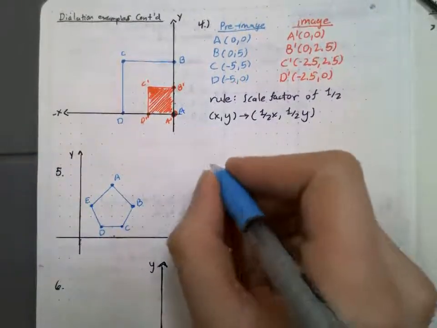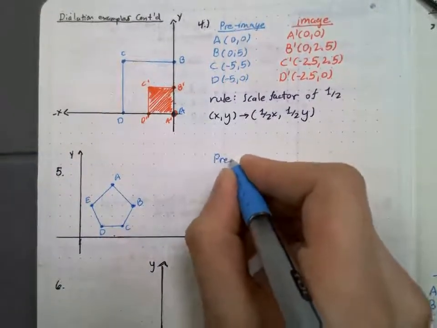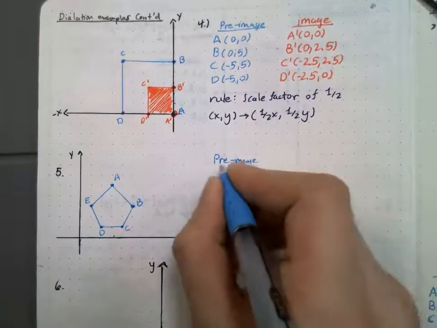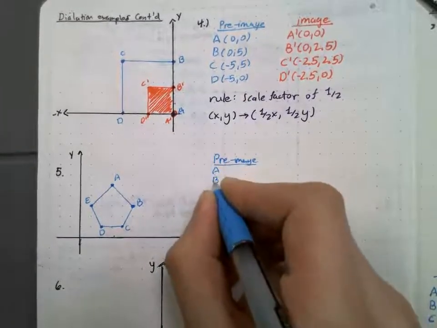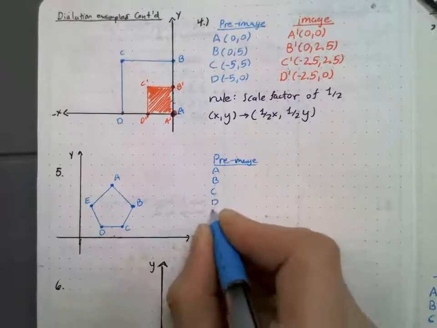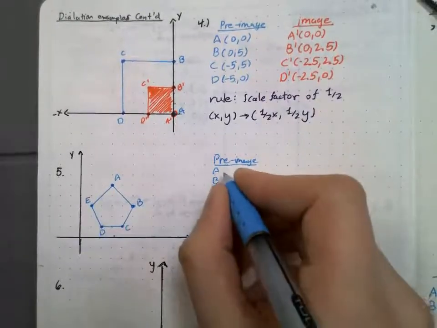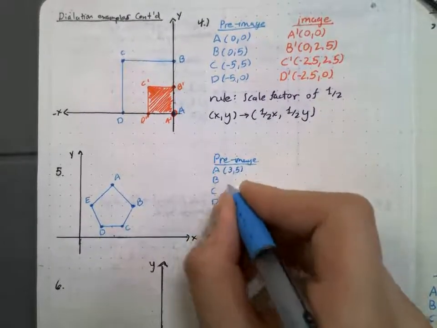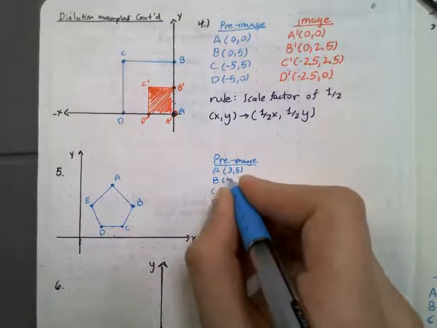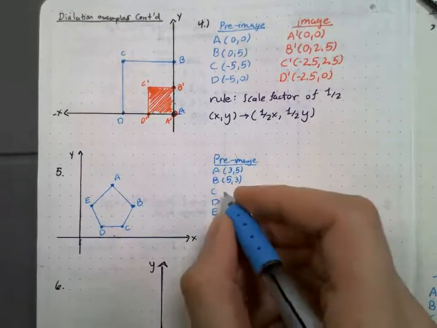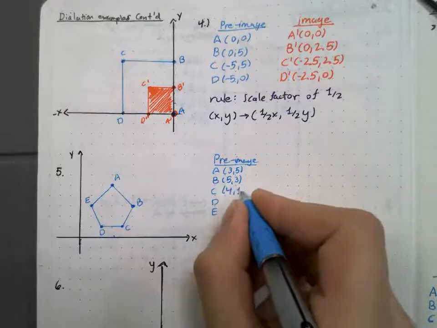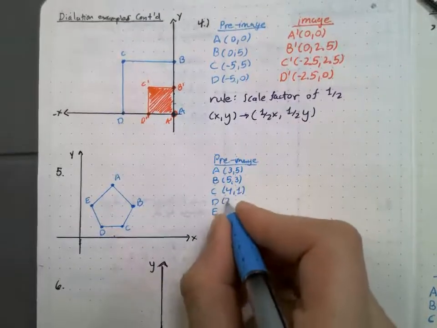All right, pre-image. So our pre-image for A, B, C, D, and E. A is going to be, again, 3, 5. B is going to be 5, 3. C is going to be 4, 1. D is going to be 2, 1.